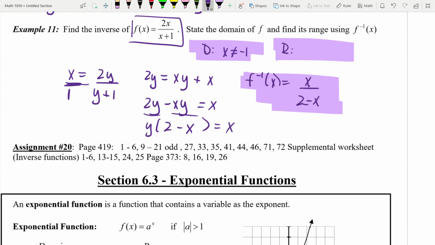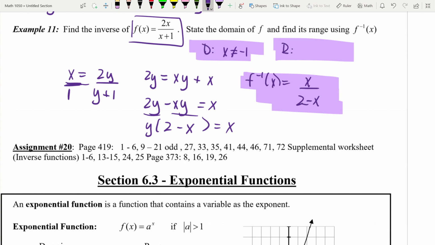Say it again. No, they want the domain of f and its range. So they want the domain and the range of the original. How do I do that? I don't want to graph it. Who started talking to me? It was a girl. Who said it? Tell us, girlfriend. Find the domain of the inverse, and that's the range of the original.